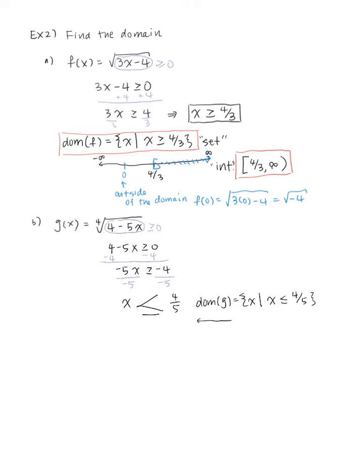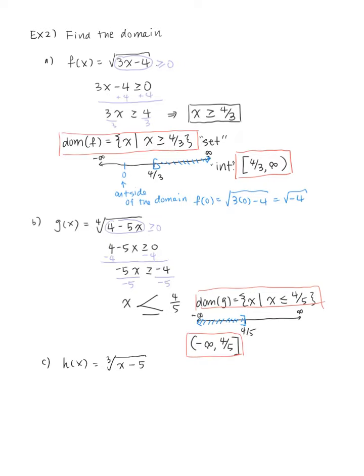Okay, now to get the interval notation, I'm just going to draw the picture. All right, so this is telling me x is less than or equal to 4/5. So I'm going to shade this side and translate it directly below. So here we're going to have open negative infinity to 4/5 closed. So that's going to be the domain of our g of x.